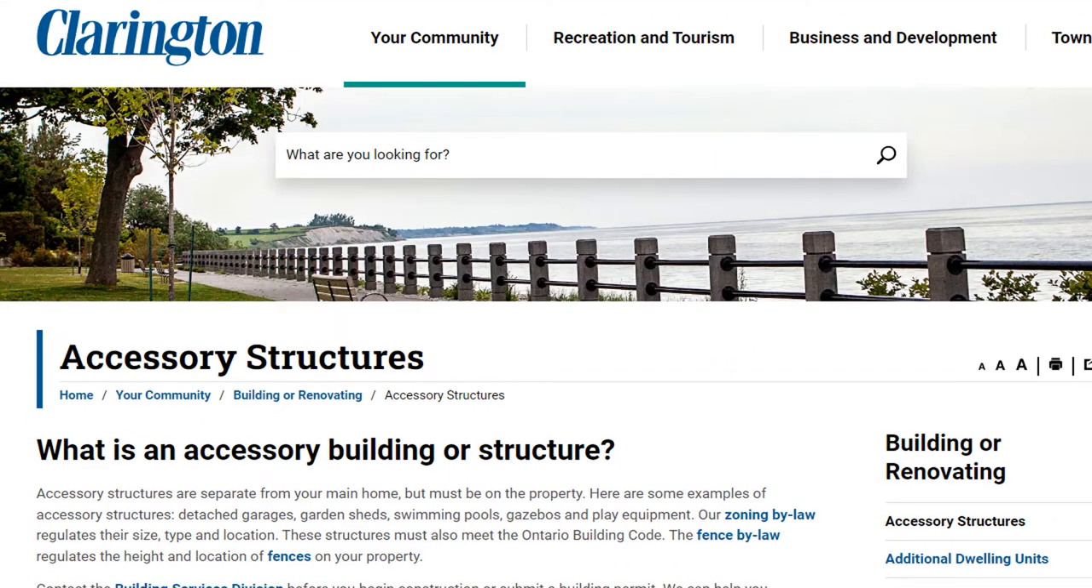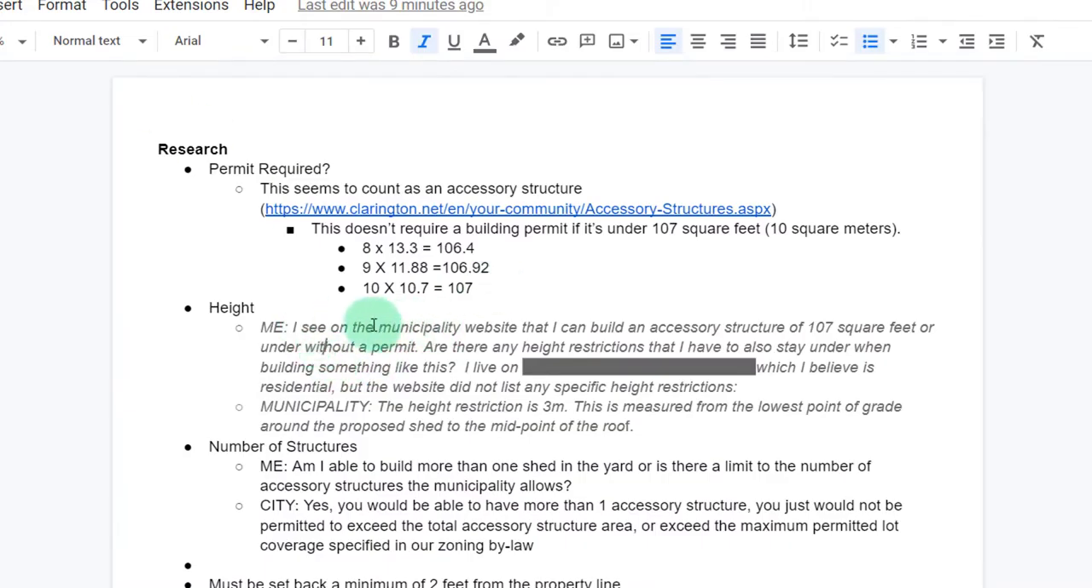So I basically just shot an email over to them, and I said, "Look, I see on the website that I can build an accessory structure of 107 square feet without a permit. Are there any height restrictions that I have to stay under when building something like this? I live on such and such a street, which I believe is residential, and I double checked it in the actual documents. I've gone through a lot of the zoning bylaws and everything else. I'll share that in a separate video, but for sure, I'm in a residential neighborhood, and it has an actual name. Like they call it residential R something."